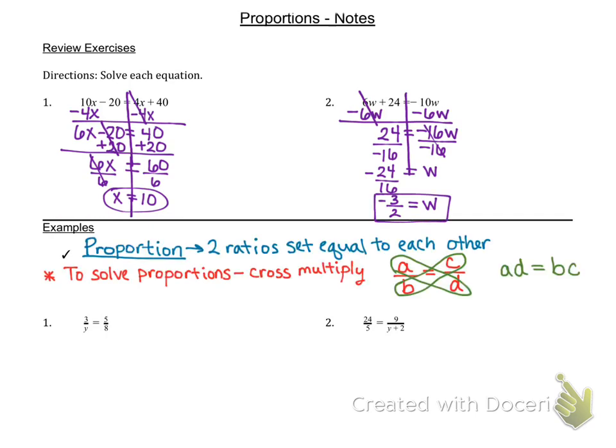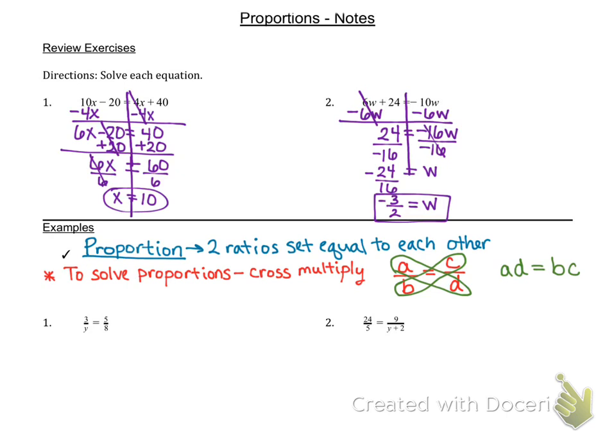Let's talk about proportions now. A proportion is just two ratios that are set equal to each other. So think of two fractions that are set equal to each other. And to solve a proportion, what you want to do is cross multiply. So if we had the two fractions or ratios, a over b equals c over d, we would cross multiply. So I would multiply a times d and set that equal to b times c.